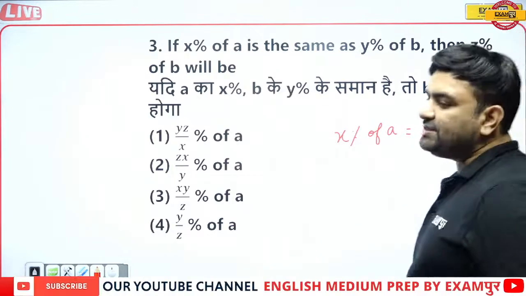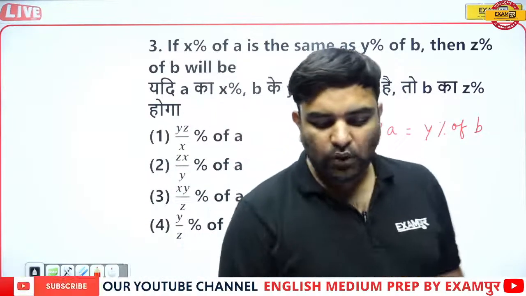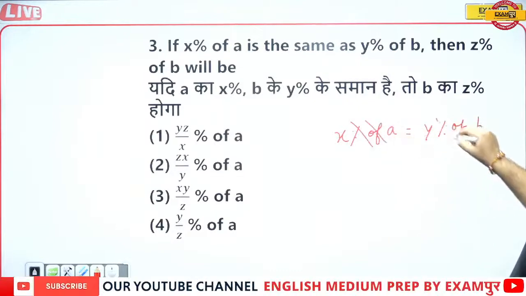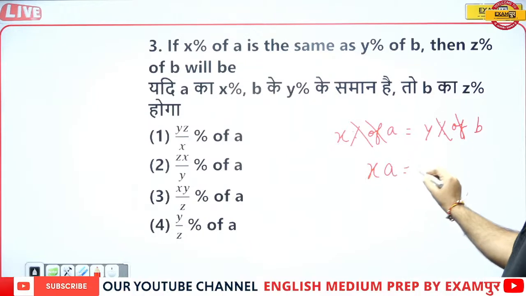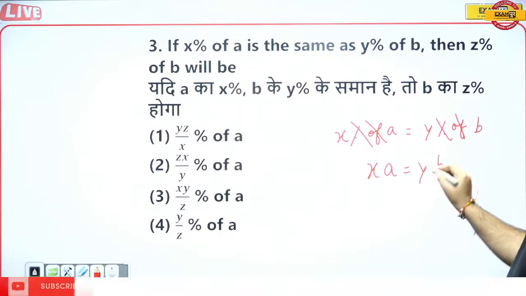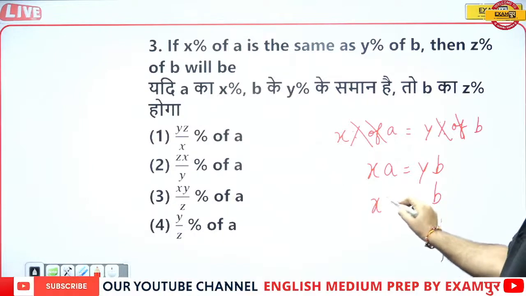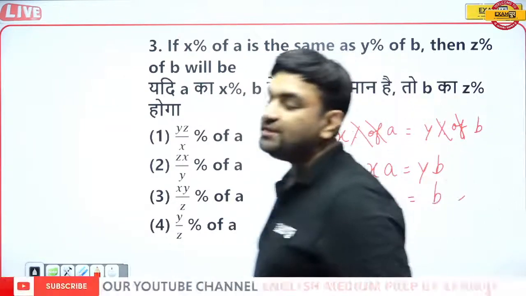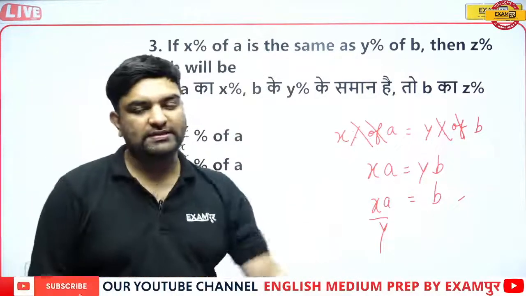On the opposite side of equal to, we can cancel out things. Percentage of will cancel out percentage of. So XA is equal to YB, or you can say B is equal to XA upon Y.